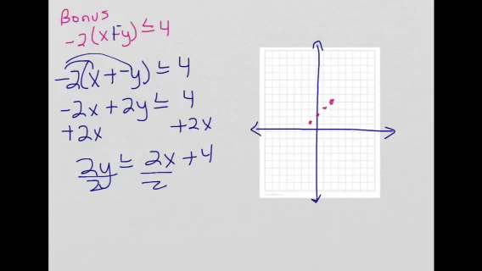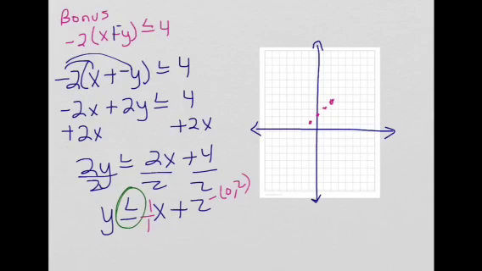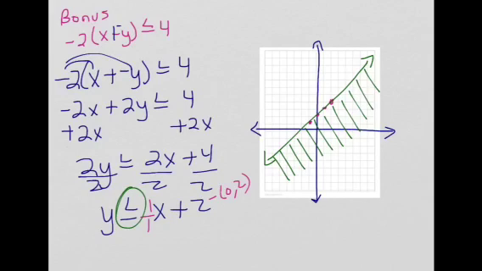Divide by 2, divide by 2, divide by 2. y is less than or equal to x plus 2. Have our starting point, (0, 2), and our slope is 1 over 1, and we have our line. We need to go look at the inequality. It's less than or equal to, which means our line is going to be solid, and y is going to be less than the y's on the line, so that's going to be all the values of y that are below that line.